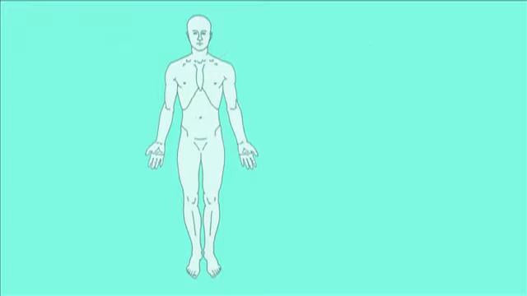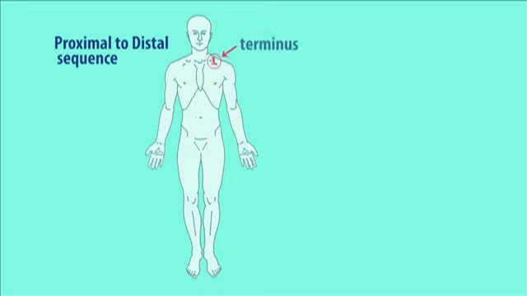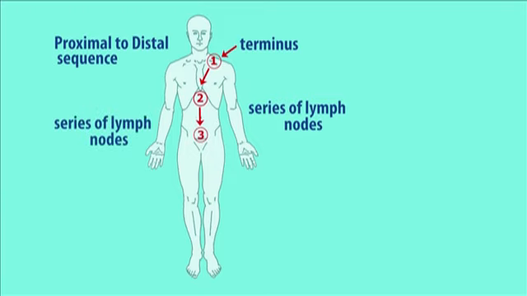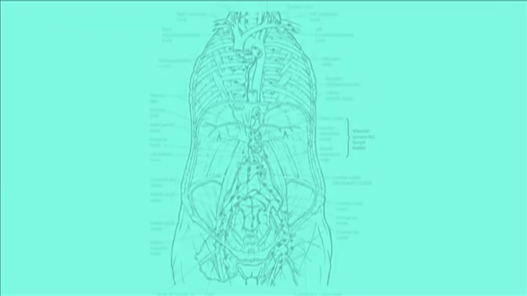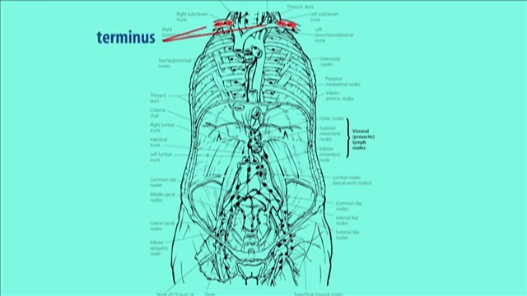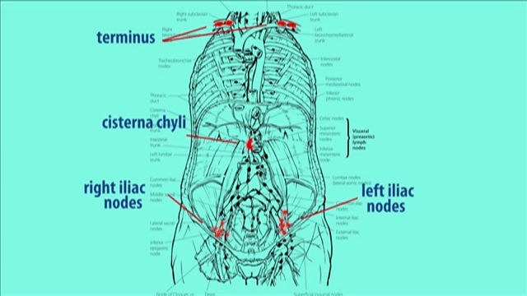In lymphatic drainage, we always work proximal to distal, which means as the fluid ends at the terminus, we will start there and move back through a series of lymph nodes to the problem. For example, if you have a swollen leg, you will work the terminus area, then cisterna chyli, then iliac nodes, inguinal nodes, and then start working the leg. It is very important we clear all areas that the fluid drains to before working the problem area.